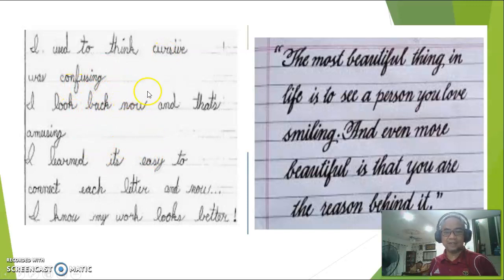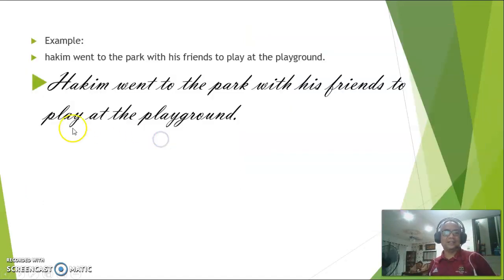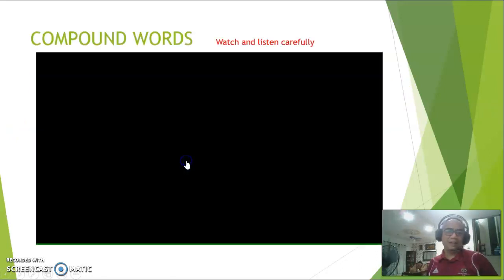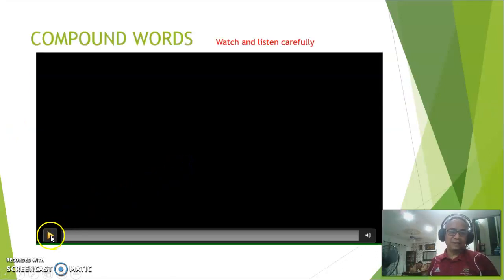These are two examples. Look at the pattern of how the pupils write. For example, Hakim went to the park with his friend to play at the playground. So rewrite the sentence by using cursive writing. Hakim went to the park with his friends to play at the playground. Full stop. Watch and listen carefully.